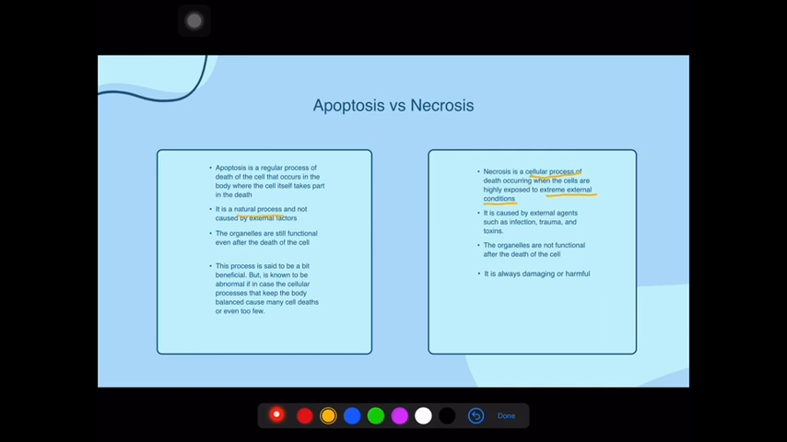Apoptosis is a natural process and not caused by external factors, and necrosis is caused by external agents like infection, trauma, and toxins. In apoptosis, the organelles are still functional after death of the cell. In necrosis, the organelles are not functional after the death of the cell. In apoptosis, the process is said to be beneficial, but it is known to be abnormal in cases where the cellular process that keeps the body balanced causes too many cell deaths or even too few. In necrosis, it's always damaging or harmful.